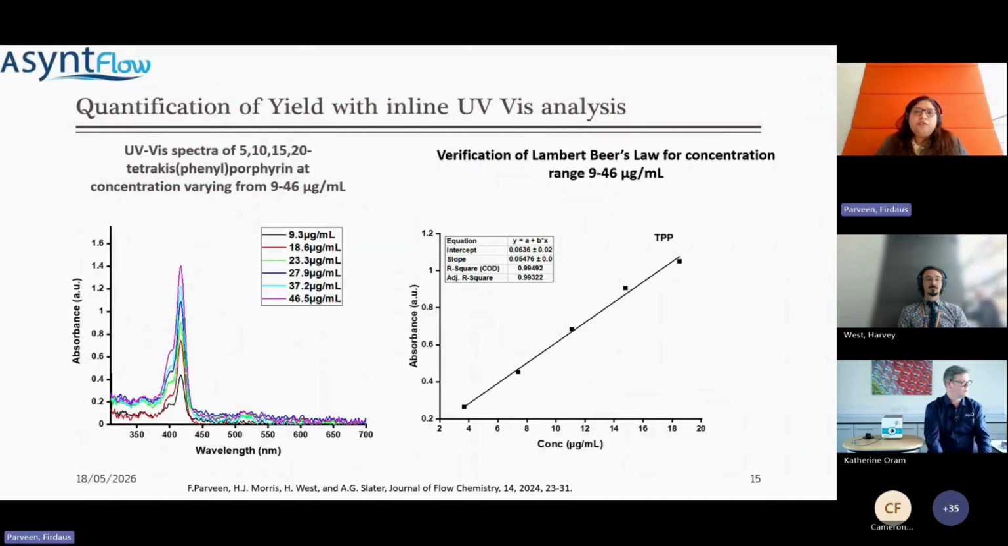And for the quantification of the yield from the UV-Vis inline analysis, we ran the standards for different porphyrins with concentrations varying from 9.3 microgram per ml to 46.5 microgram per ml, and plotted the standard calibration curve. This curve followed the Lambert-Beer law, as suggested by Andrew earlier in his presentation. So absorbance is a function of concentration: the lower the absorbance, the lower the concentration.